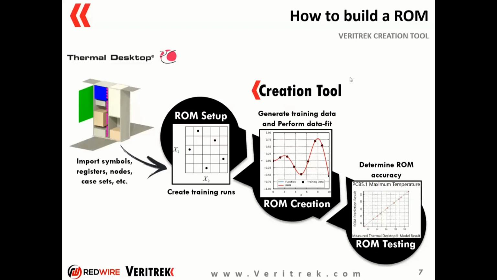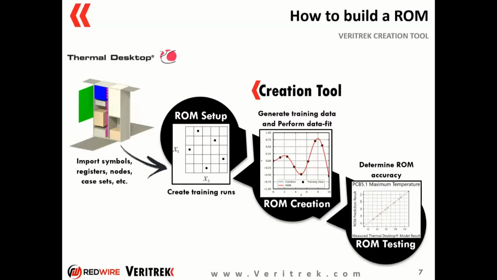The first thing that Veritrek is going to do is import your Thermal Desktop model. So you choose the .dwg file that you're going to build your ROM from. And Veritrek, using Thermal Desktop's OpenTD API, will go ahead and import all of the necessary thermal model characteristics that we need to build our ROM. So that's going to be symbols, registers, nodes, K-sets, etc. All of that will get imported into Veritrek.